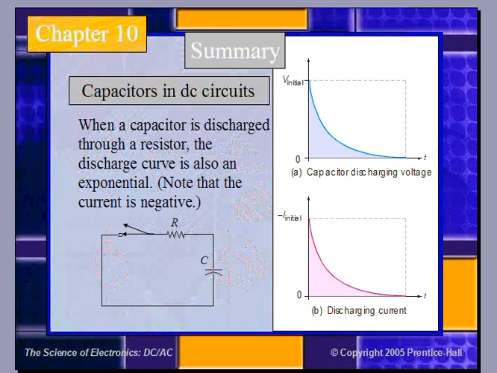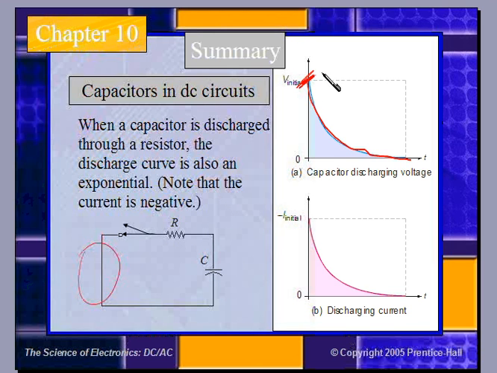When a capacitor is discharged, it starts off at the charged voltage. Notice I do not have a source here. The capacitor is just discharging through the resistor. The voltage follows a decreasing exponential, so it starts off at whatever value it was and decreases to 0. And notice again the current has the same path. So whether you're charging or discharging a capacitor, the current still follows the same path.